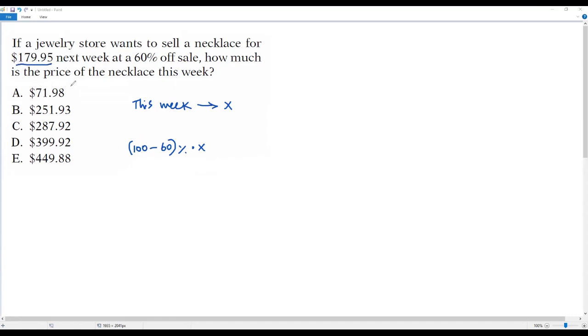$179.95. Now, to make the solving process easier, we can consider the integer which is close to this value, that is 180. So this value must be equal to 180. Now let's solve for X in this equation.